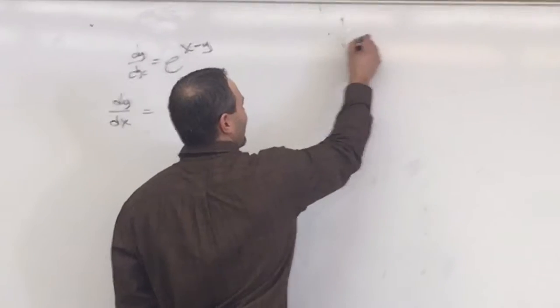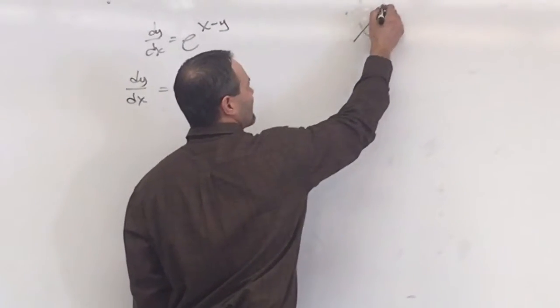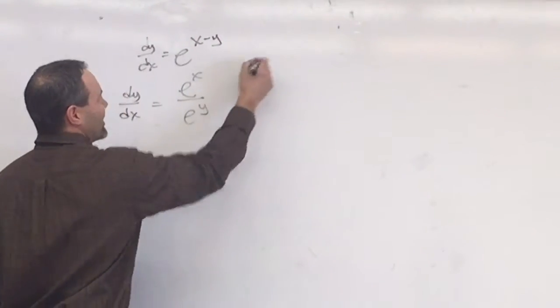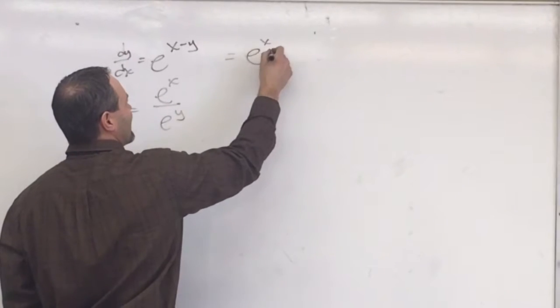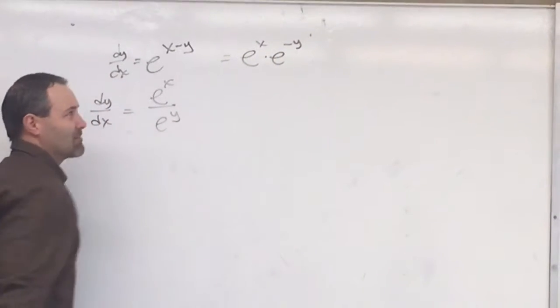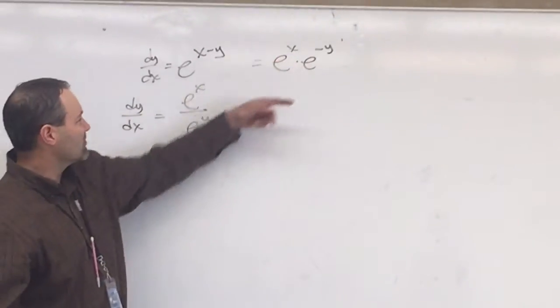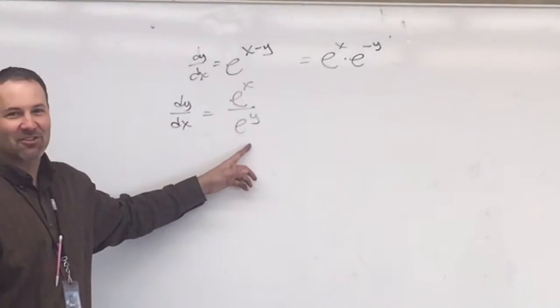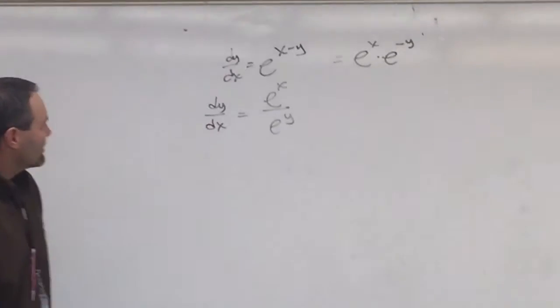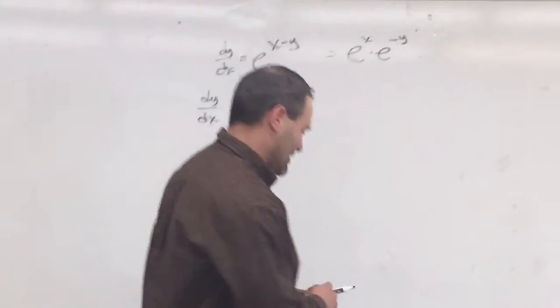So I could write this as e to the x times e to the negative y, that's the same thing. And you just combine the powers. And then you could make that positive by putting it on the bottom. Okay. Is that sufficient? Yes. Oh. Algebra 1 was hard.